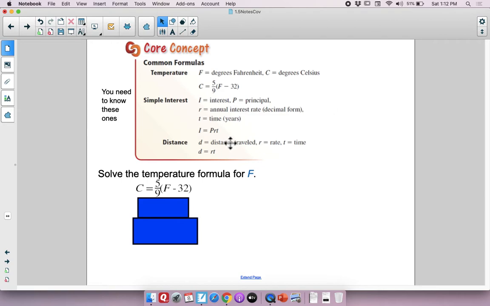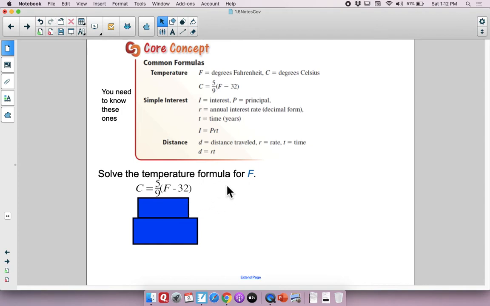So simple interest, it's just the principal, that's the amount that you invested, times the annual interest rate, and usually use a decimal for that, and then time in years. So I equals PRT. And then distance equals rate times time. We've used that. Okay, so here we go.